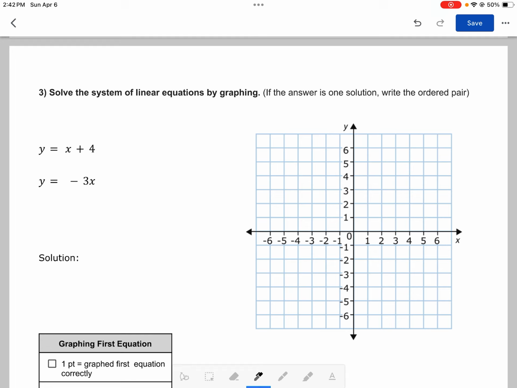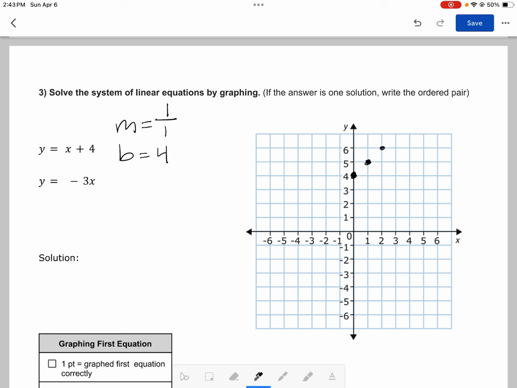All right, so I'm going to look at my first equation. It says y equals x plus 4. So my m here, or my rise over run, is 1 over 1, and my b, or my y-intercept, is 4. So I'm going to start at 0, 4. And then from this point, I'm going to go up 1 over 1.